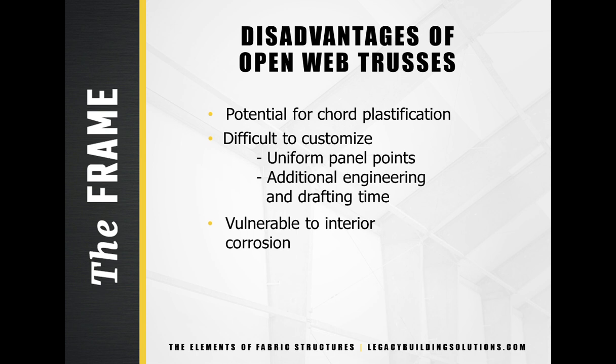Open web trusses are also difficult to customize due to the setting of uniform panel points along a truss cord. Hanging loads must be located at these points to reduce any additional bending that will be introduced into the cords. Loads that cannot be located at panel points will require additional analysis for this non-typical situation for truss loading. These types of loads will require additional time in engineering and drafting, and as we'll see on the next slide, they're also less suitable for corrosive applications.